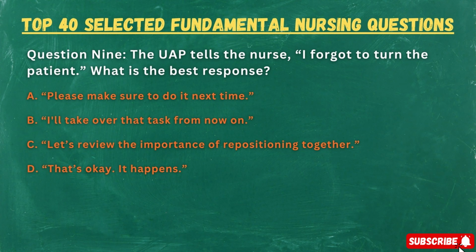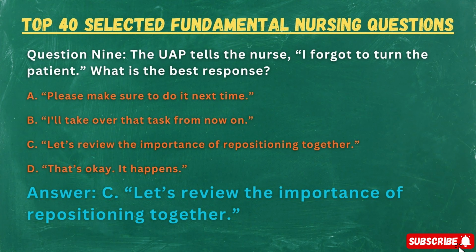Question 9. The UAP tells the nurse, "I forgot to turn the patient." What is the best response? A. Please make sure to do it next time. B. I'll take over that task from now on. C. Let's review the importance of repositioning together. D. That's okay. It happens. Answer. C. Let's review the importance of repositioning together.